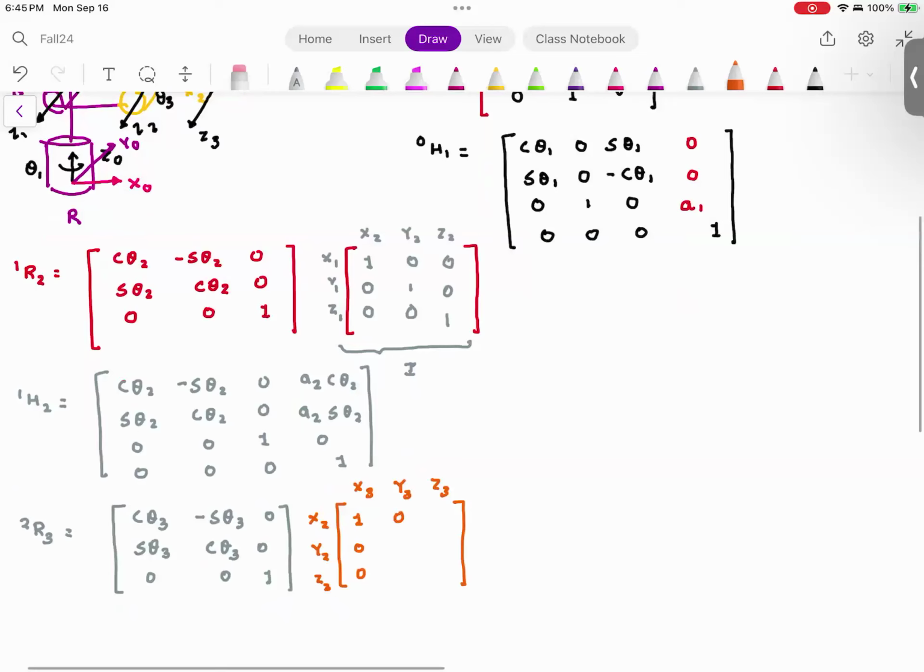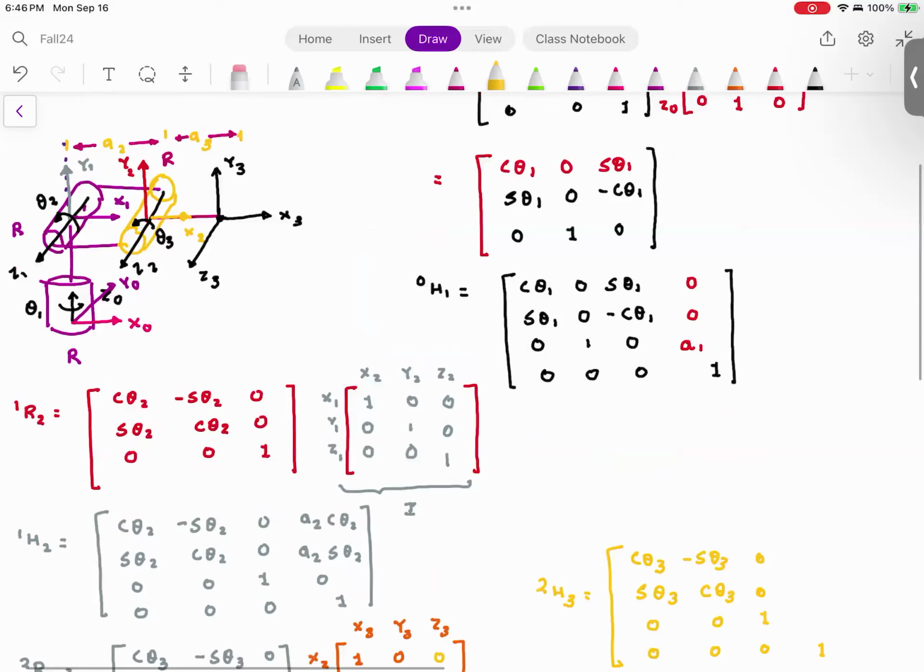So 0, 0, 0, 1, 0, 0, 0, 1. And I'm gonna write down 2H3, and that 2H3 is cosine theta 3, minus sine theta 3, sine theta 3, cosine theta 3, 0, 0, 0, 0, 1, 0, 0, 0, 1.